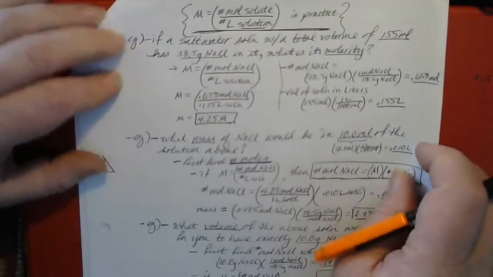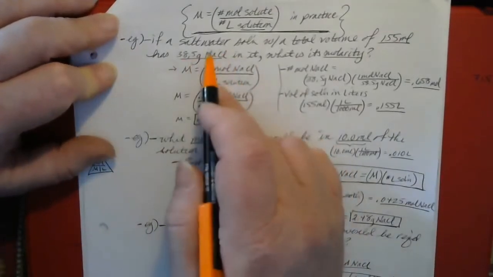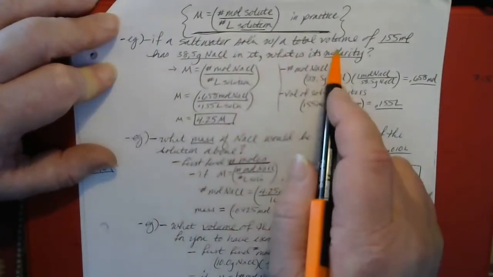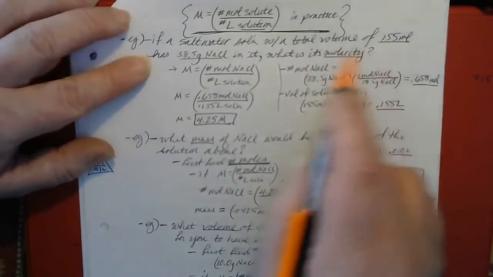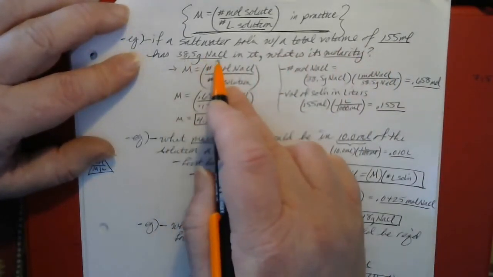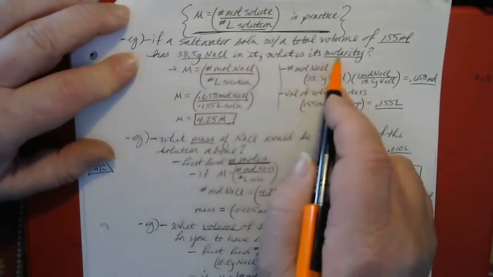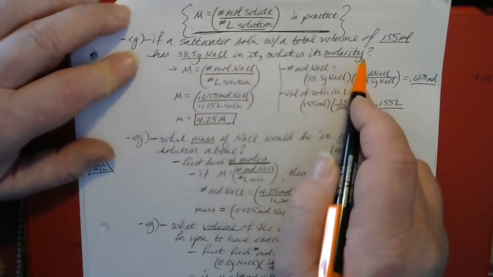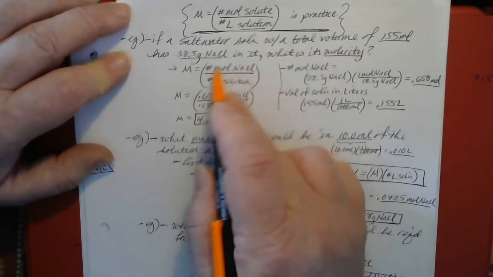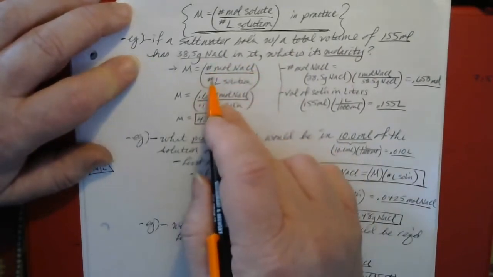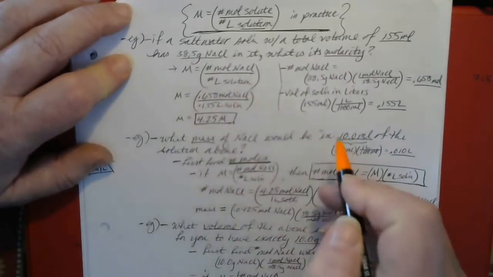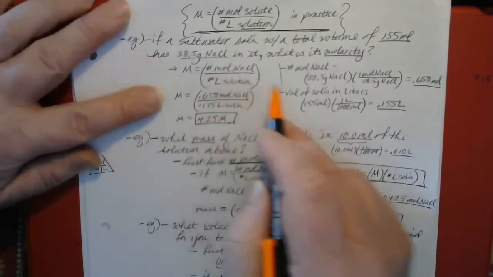So for example, if you had a saltwater solution with a total volume of 155 milliliters, and it contains 38.5 grams of sodium chloride, what is its molarity? Well, molarity, again, is the number of moles of solute, which is NaCl in this case, divided by the number of liters of solution. So those are the two things you have to find.